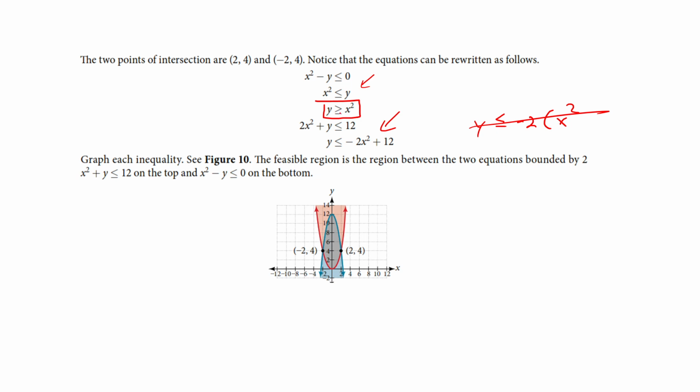Now again, one more thing as I notice it here. This is greater than or equal to. So the red line is filled in, the parabola is filled in. This is less than or equal to, so our blue line is also filled in because it's got an equal.